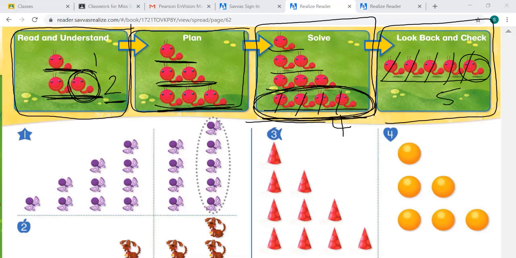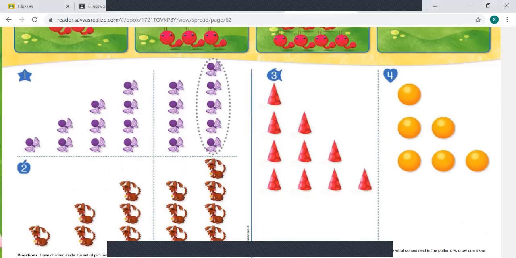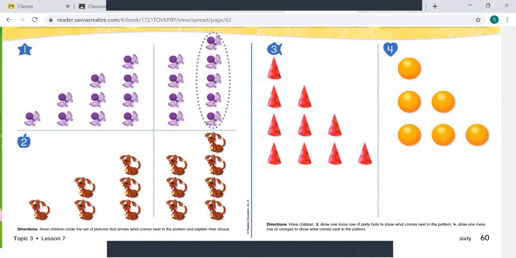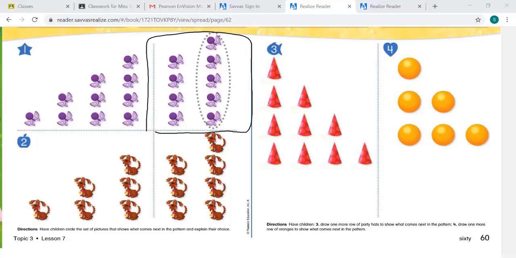All right, let's go down over here to number 1. What you're going to do is circle the set of these 2 pictures that shows the pattern that comes next. So let's first look over here. We have a pattern. We have 1 butterfly, 2 butterflies, 3 butterflies, 4 butterflies. What comes next?